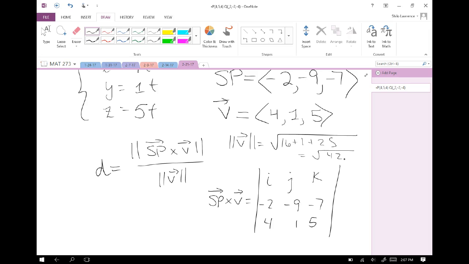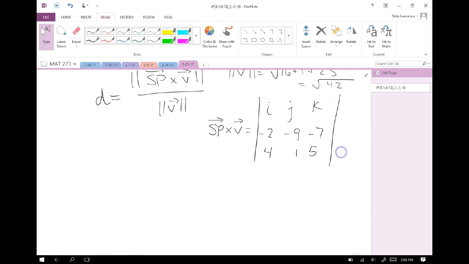So I just went ahead and did magnitude of v real quick. That's going to be our denominator. We need to do our cross product, and whatever vector we get back, we then need magnitude for it.